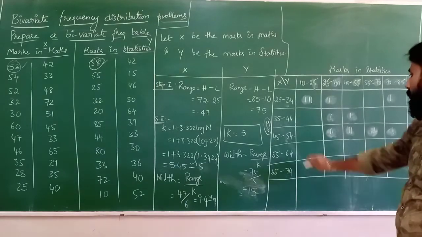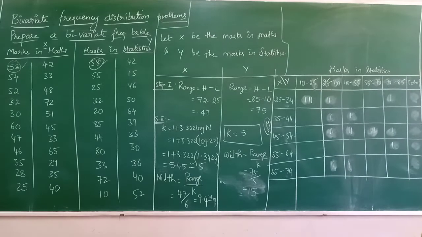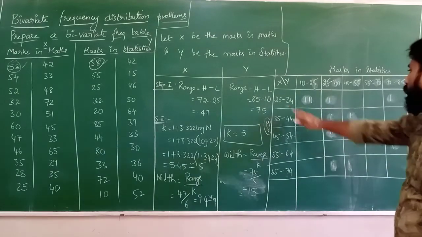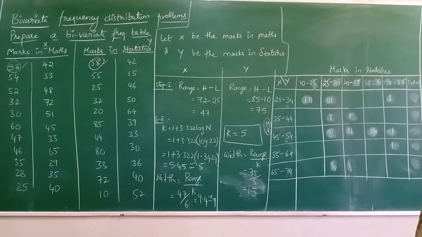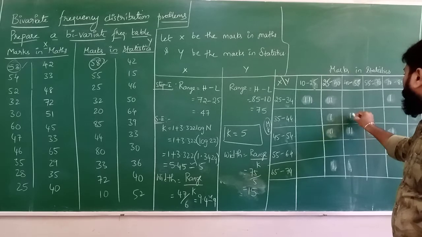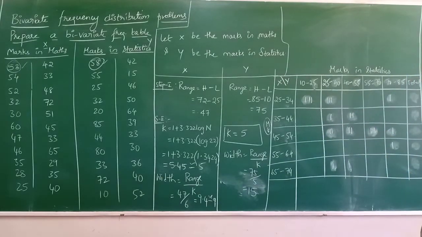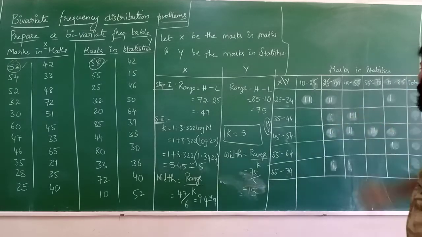65, 30. Here one tally. 29, 36. Here one tally. 35, 40. Here one tally. 40, 52. Here one tally.